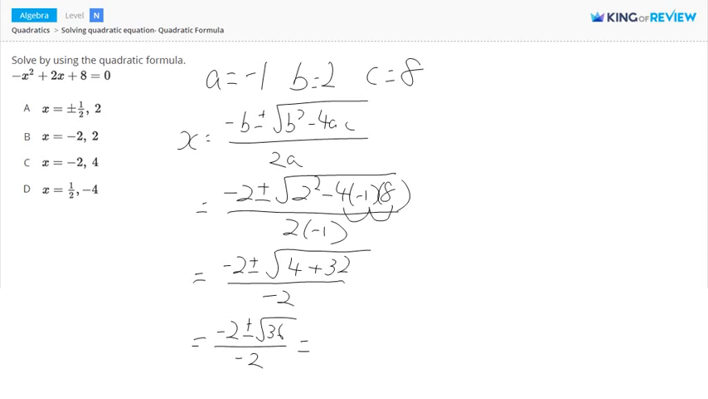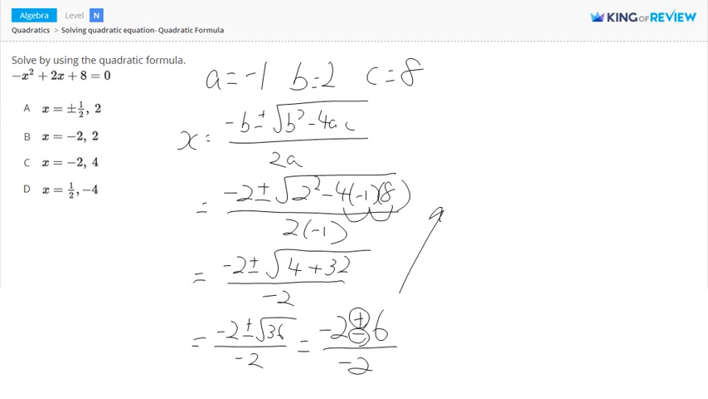And as you know, the square root of 36 is 6. So this equation says -2 plus or minus 6 over -2. So we're going to have two answers, aren't we? Because we're going to have to add the 6, and we're going to have to subtract the 6.